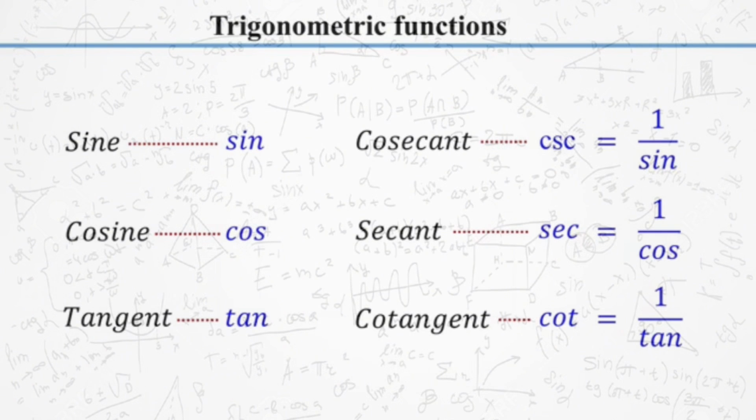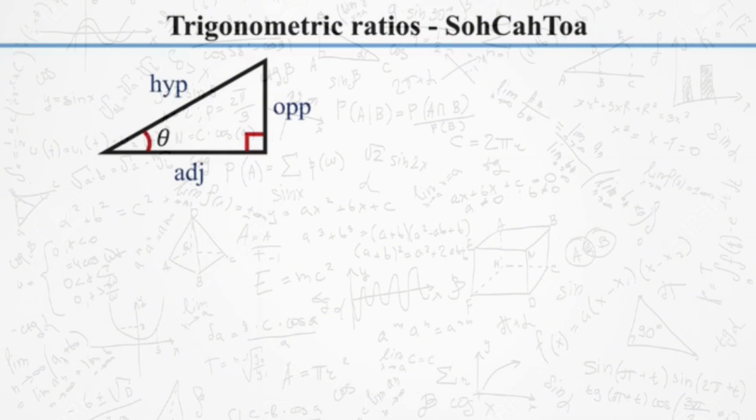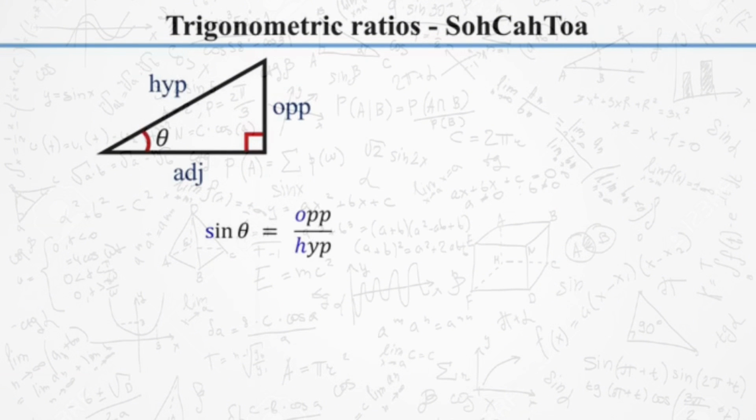These are their abbreviations, or short forms. Sine, cosine, and tangent are the basic trigonometric functions, while the other 3 functions are the reciprocals. Cosecant is the reciprocal of sine, secant is the reciprocal of cosine, and cotangent is the reciprocal of tangent. Each of these functions relates the angle measure of a right triangle to the ratio of its side lengths. Sine theta is the ratio of the opposite side to the hypotenuse. Cosine theta is the ratio of the adjacent side to the hypotenuse. Tangent theta is the ratio of the opposite side to the adjacent side.